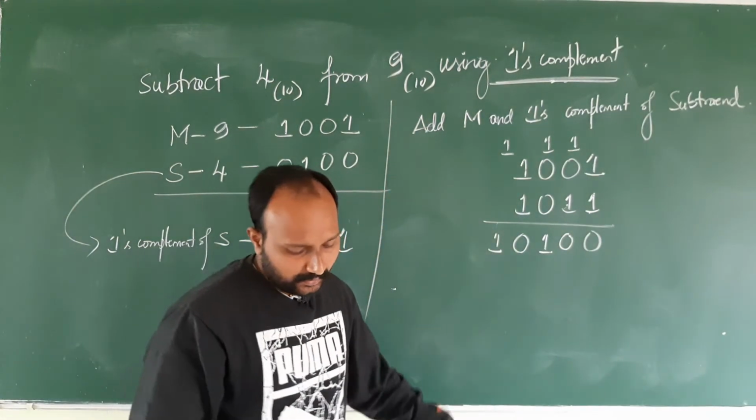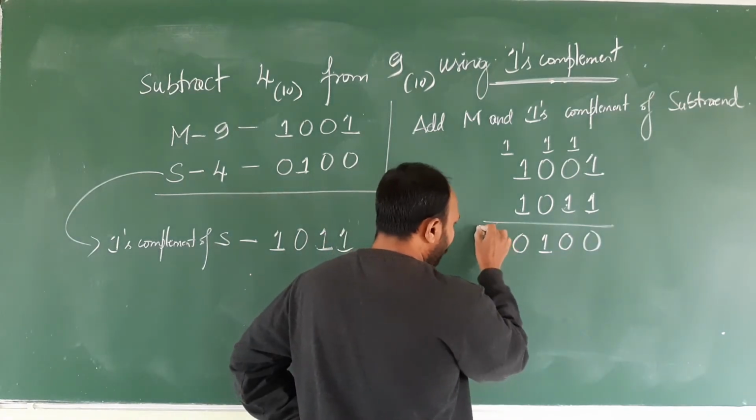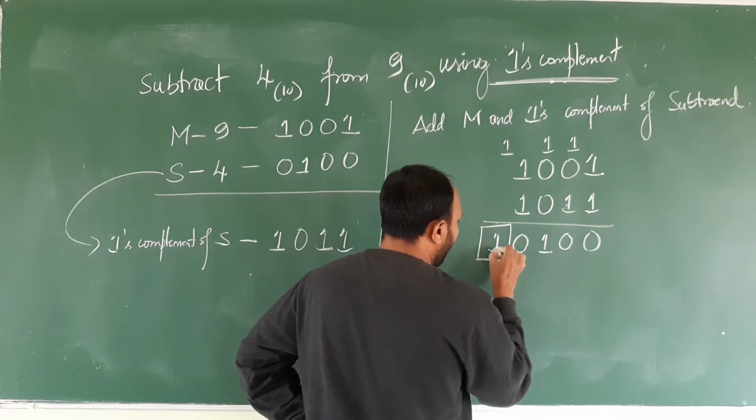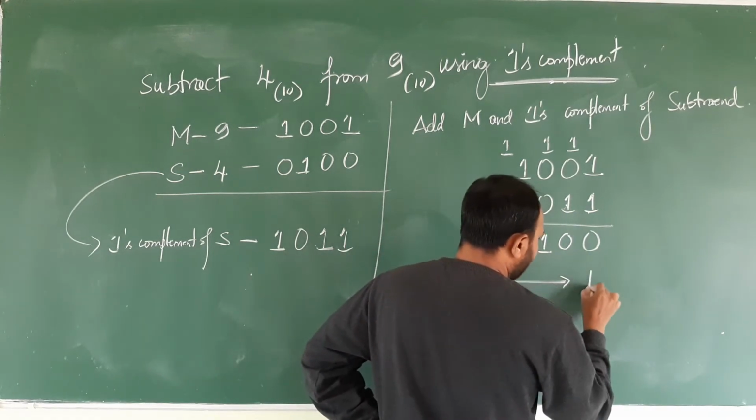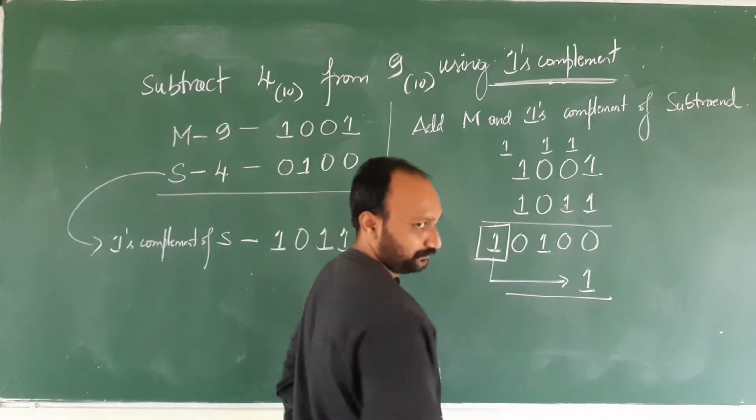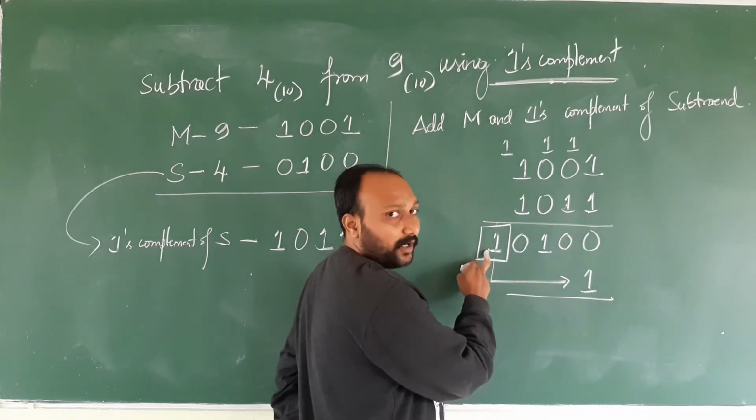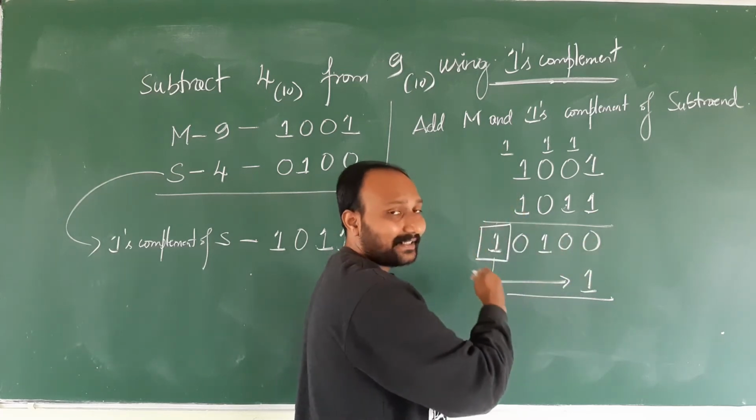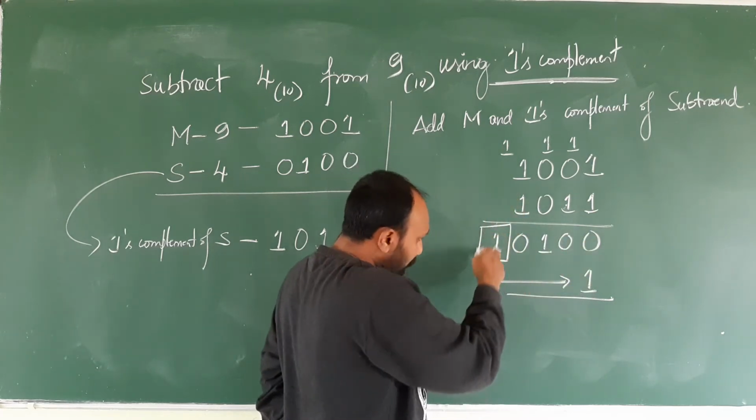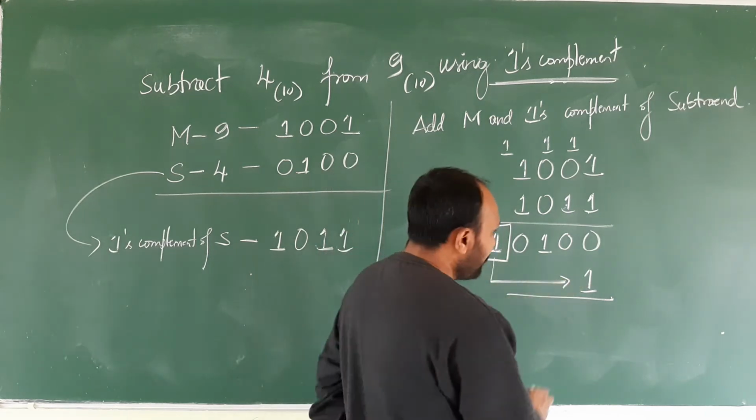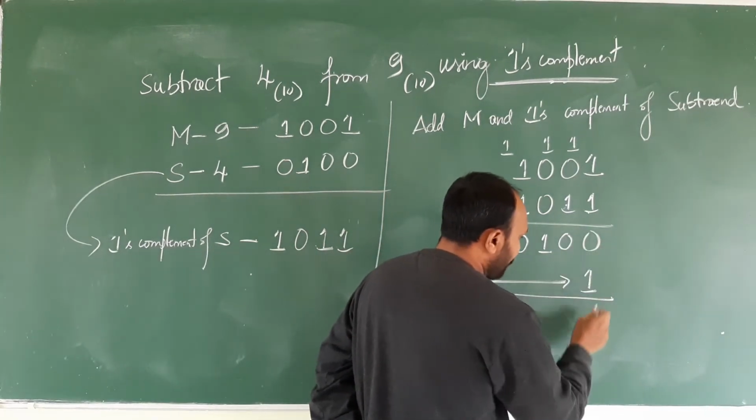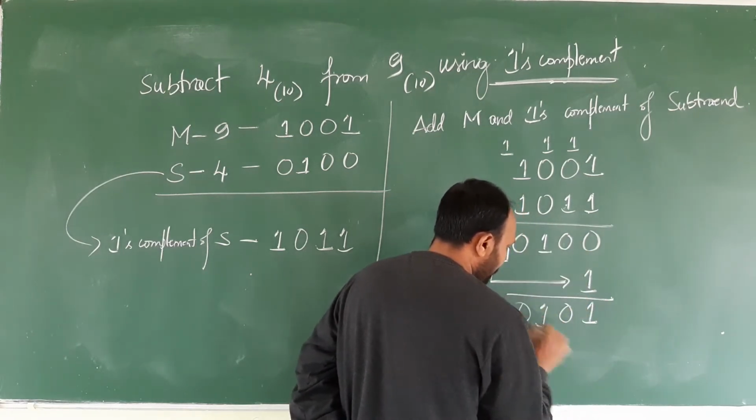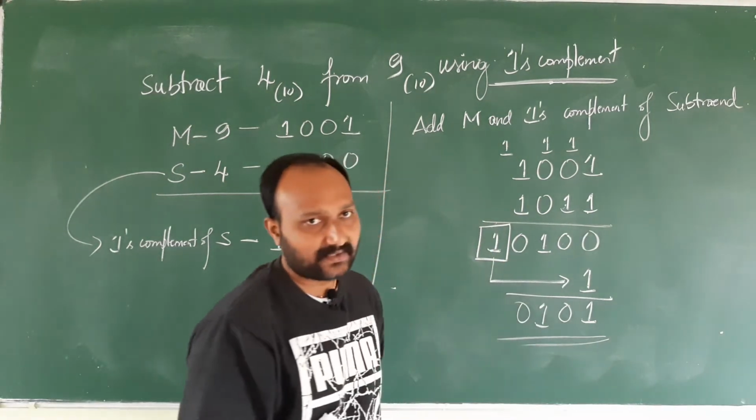We will be considering 1 here, but this 1 cannot be used here. This is not the final answer. This extra 1 that we got needs to be carried to the next level. Again we need to add it. Whatever extra bit you get is not the final answer and needs to be carried to the next level. So now we will be adding once again. 0 plus 1 is 1. Again 0, again 1, again 0. So this is the final answer.